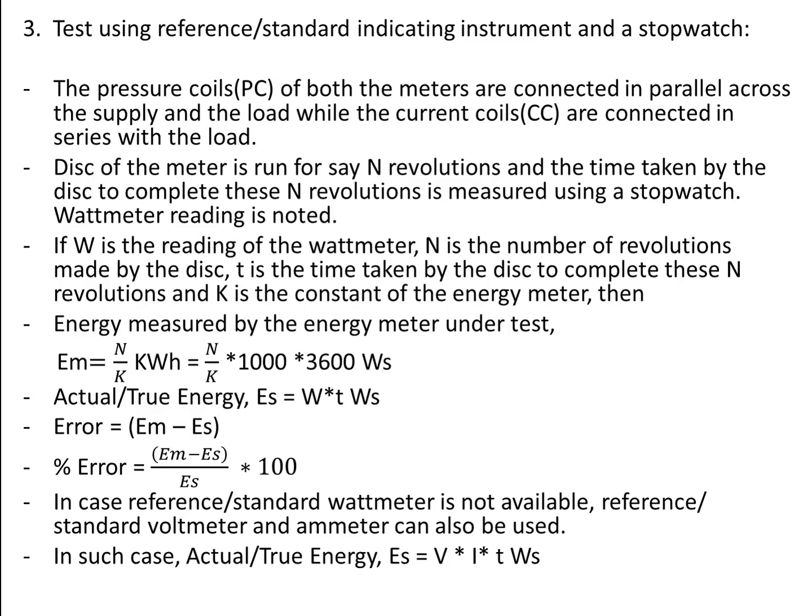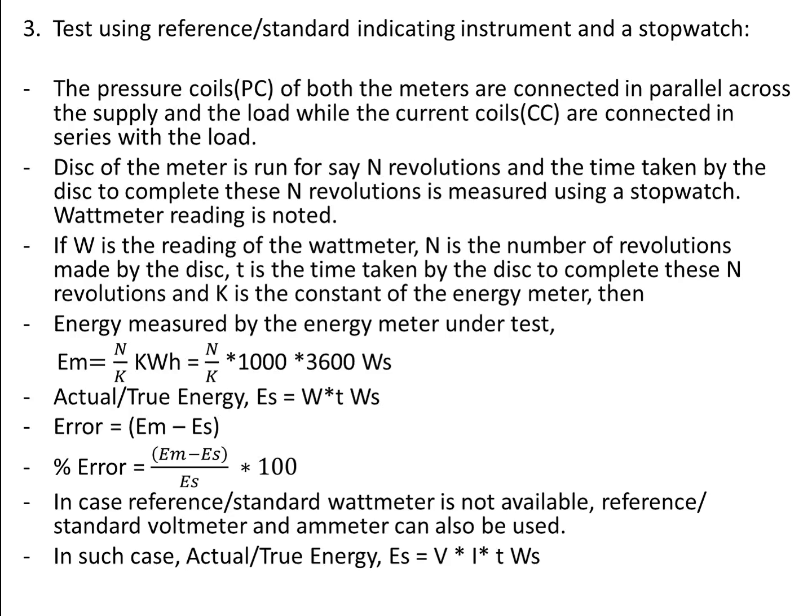So if the disk of the energy meter is run for n number of revolutions, and the time taken by the disk to complete these n number of revolutions as measured by the stopwatch is t seconds, then the energy measured by the test energy meter will be n divided by k, where k is the meter constant of the energy meter.